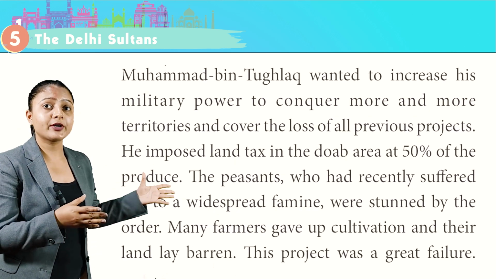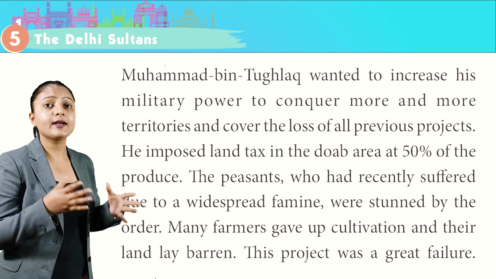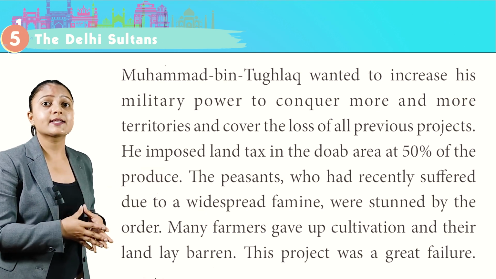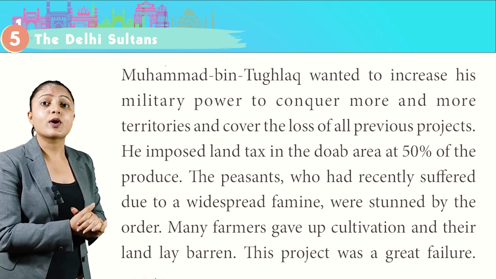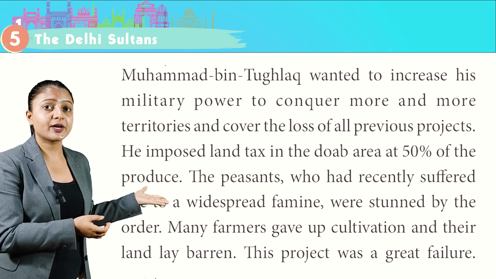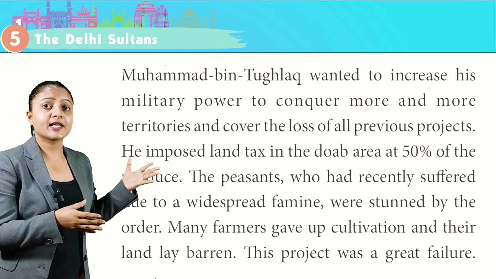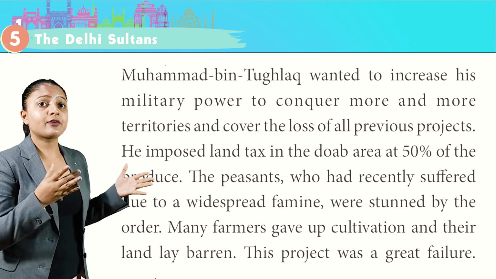Muhammad bin Tughlaq wanted to increase his military power to conquer more and more territories and cover the loss of all previous projects. He imposed land tax in the Doab area at 50% of the produce. The peasants who had recently suffered due to a widespread famine were stunned by the order. Many farmers gave up cultivation and their land lay barren. This project was a great failure.